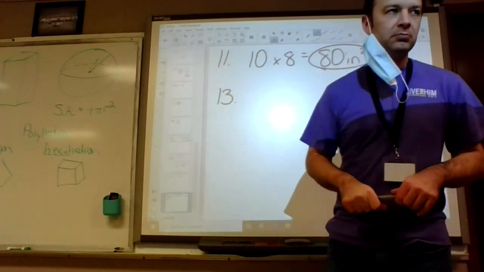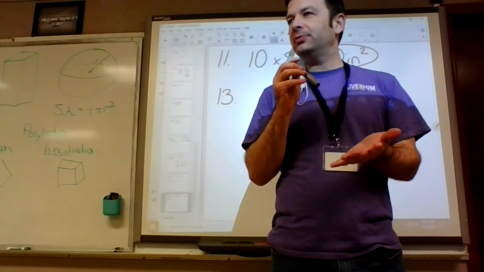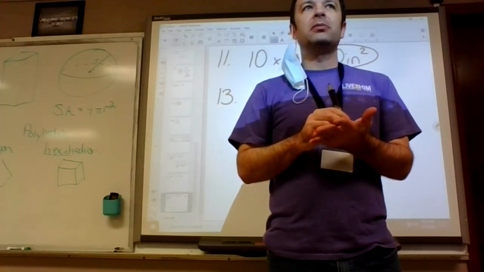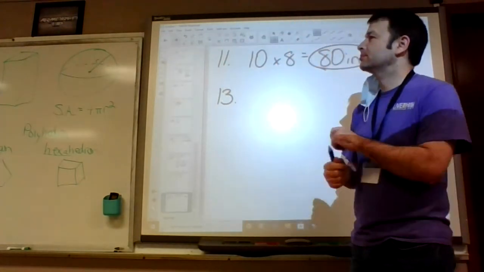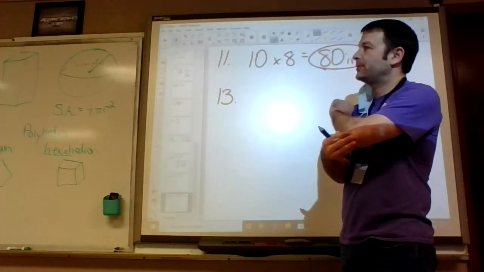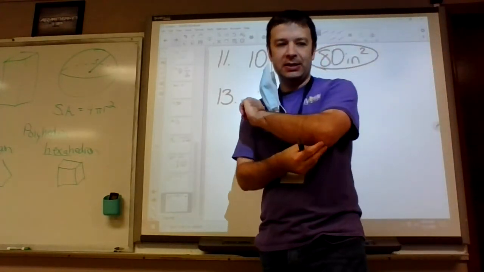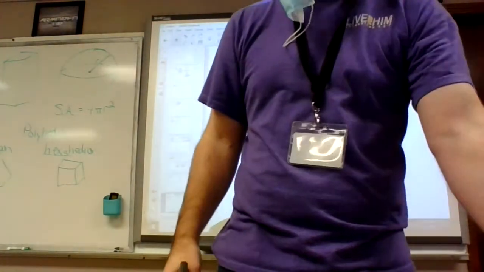Do you guys know how Nick got 80 on that one? He took 10 times 8, because the base area was 10 and there's 8 faces. So it told us the area of one side is 10, and an octahedron has 8 sides, so we just did 10 times 8.